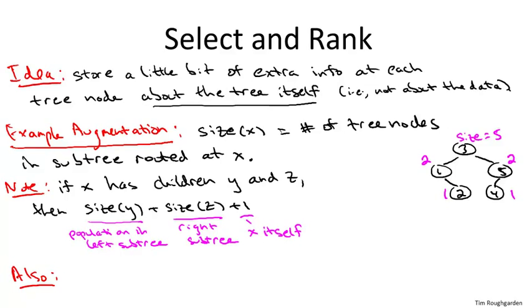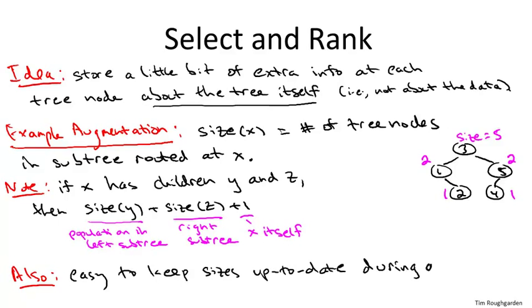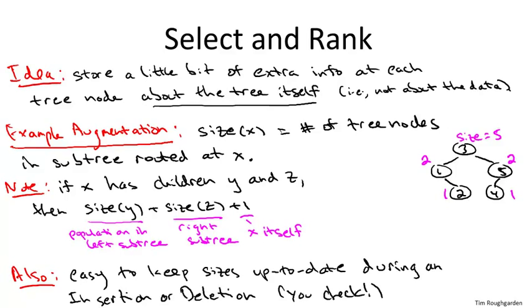For example, when you perform an insertion, remember how that works. You do essentially a search. You follow left and right child pointers down to the bottom of the tree until you hit a null pointer. Then that's where you stick the new node. Now what you have to do is trace back up that path, all of the ancestors of the new node you just inserted, and increment their subtree sizes by 1.